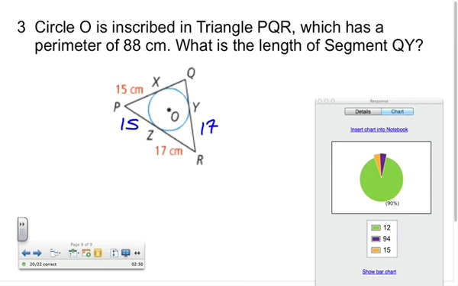You know everything is supposed to add up to 88, so one way that I saw a lot of you doing this in your calculator is starting with the perimeter of 88 and subtracting away 15, subtracting away 15, subtracting away 17, subtracting away 17, and then dividing by 2, because there's 2 of those segments there. Stephanie, question?